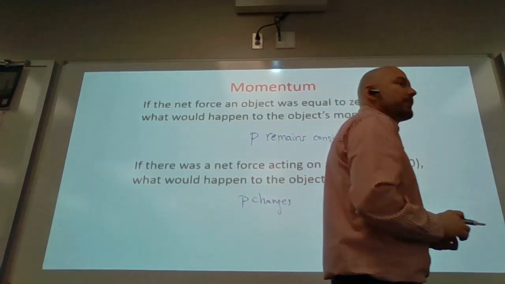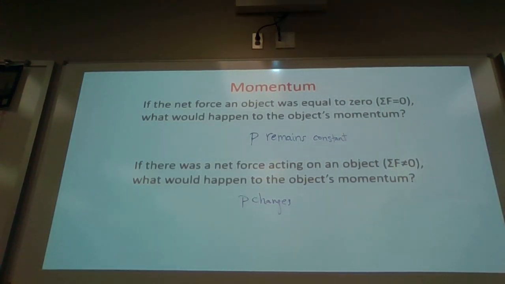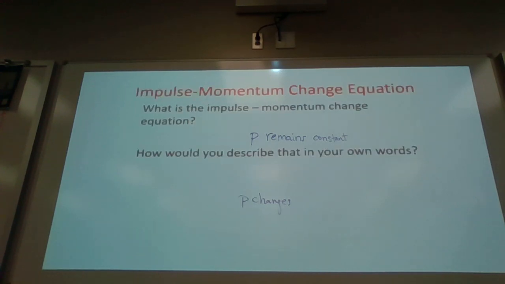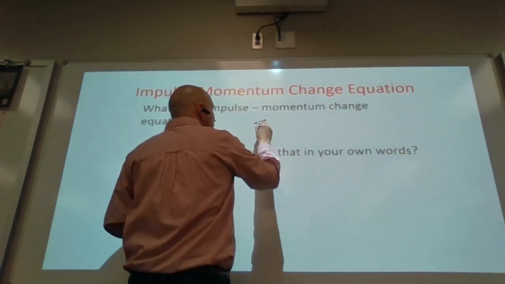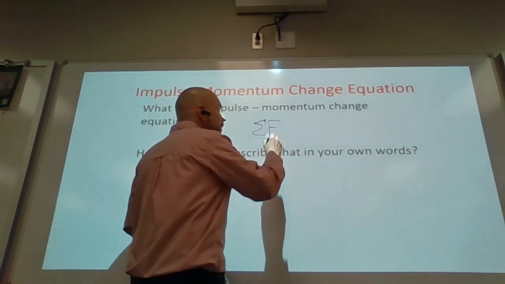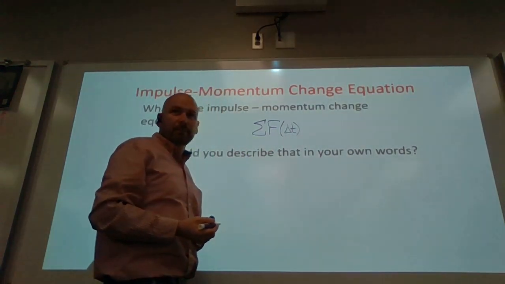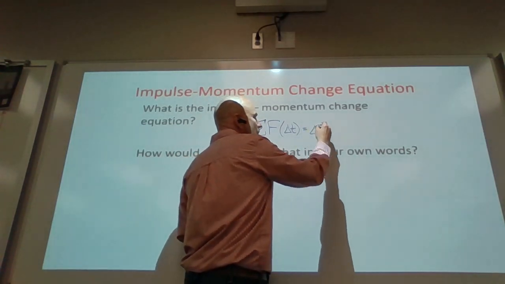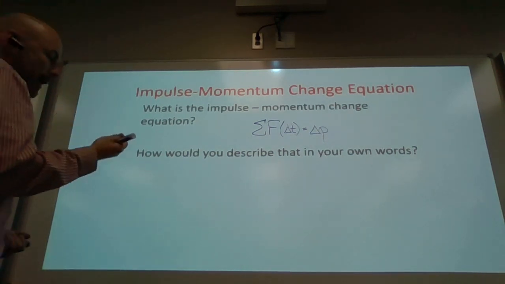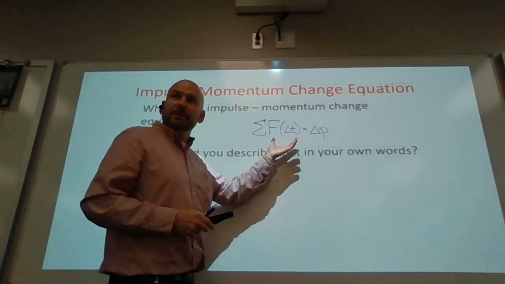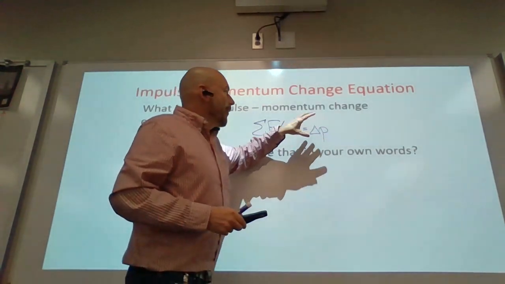So then the follow-up question is, well, by how much does momentum change? It turns out that if you take the net force, the total force, and you multiply it by the time at which that force acts on it, that is equal to change in momentum. So we know that an unbalanced force causes a change in momentum, but how much does it change by? Well, we take that force and we multiply it by the time at which it acts on it, and that yields that much momentum change.